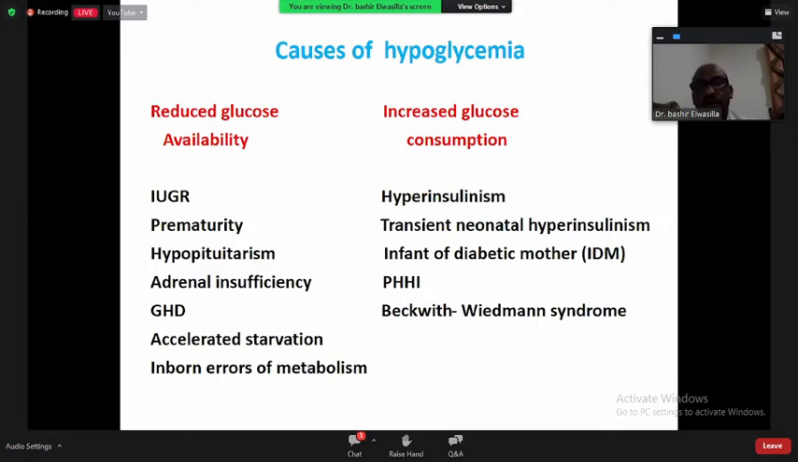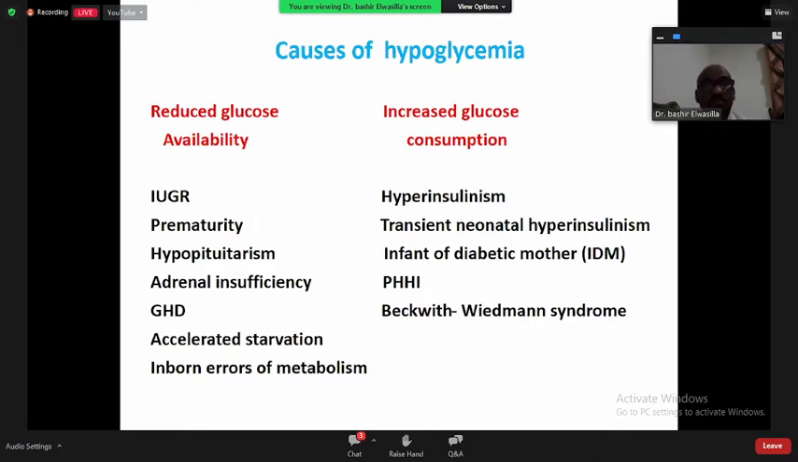And for increased glucose consumption, we have hyperinsulinism, transient neonatal hyperinsulinism, infant of diabetic mother, and persistent hyperinsulinemic hypoglycemia of infancy, and some syndromes like Beckwith-Wiedemann syndrome.